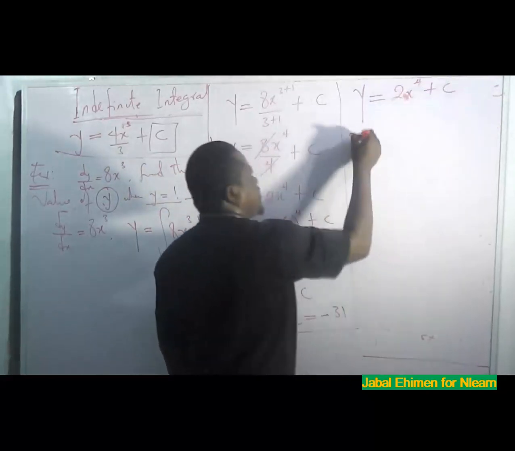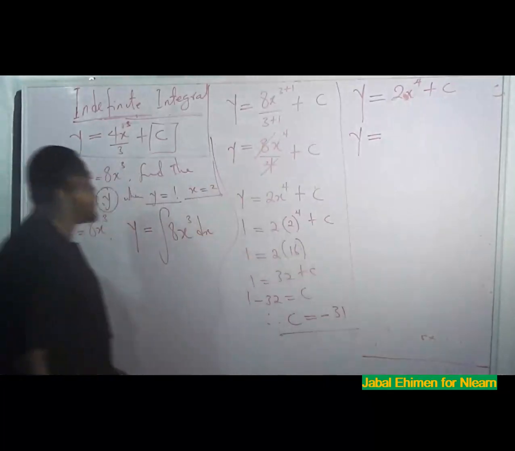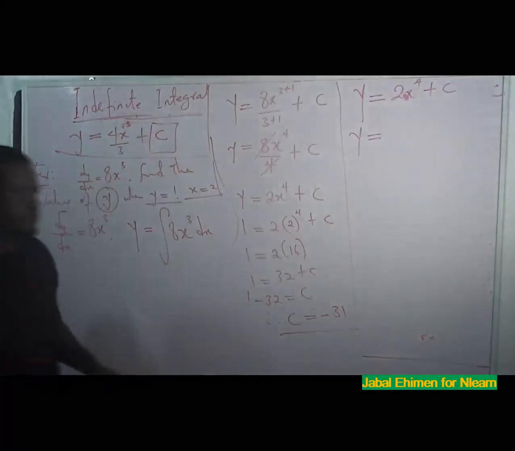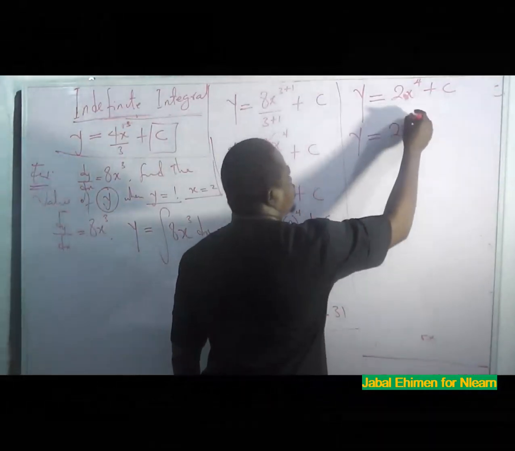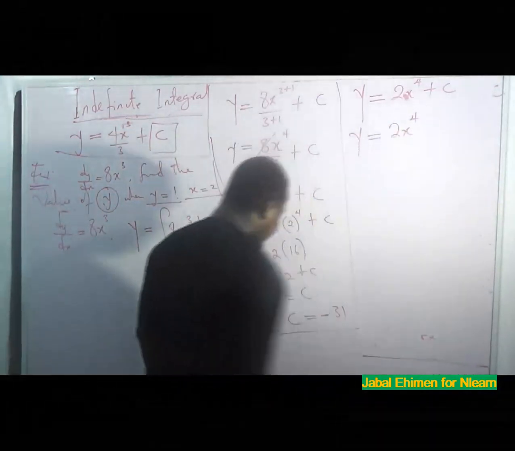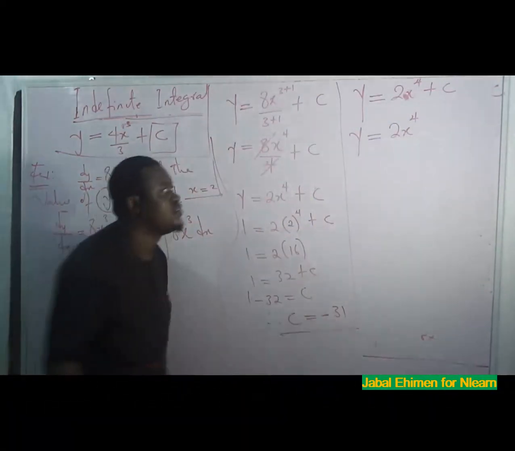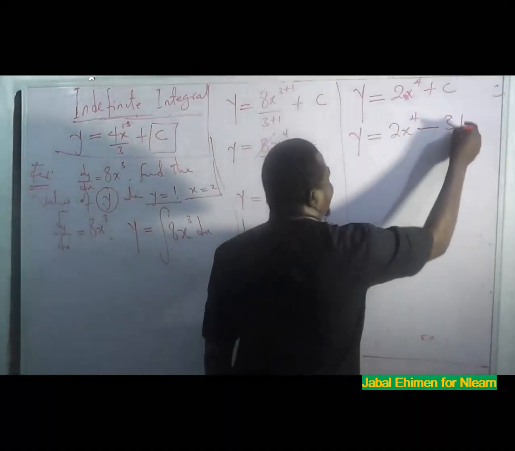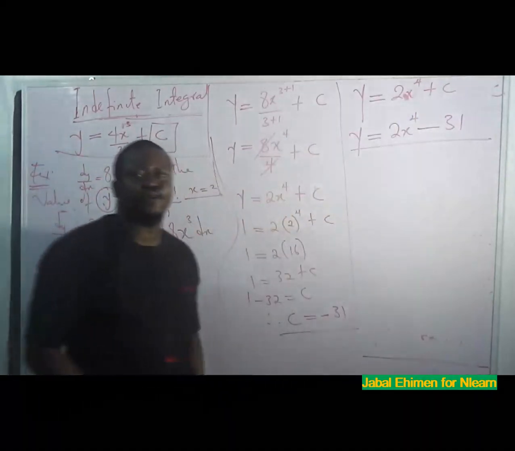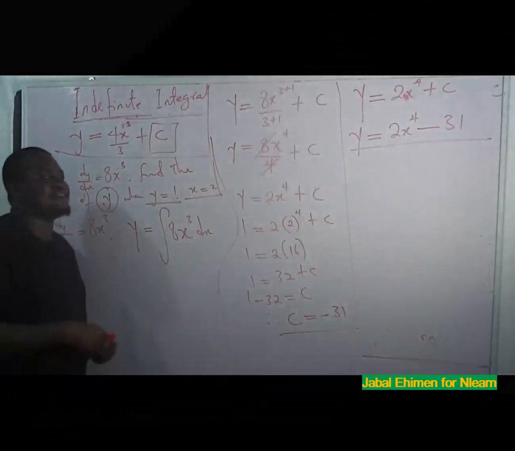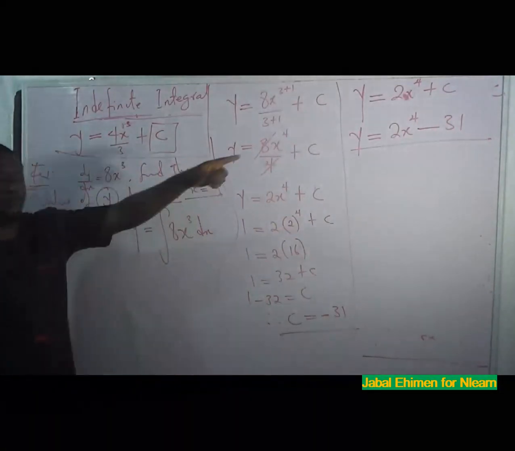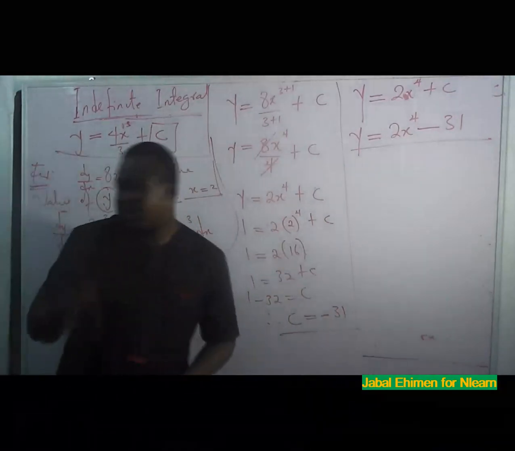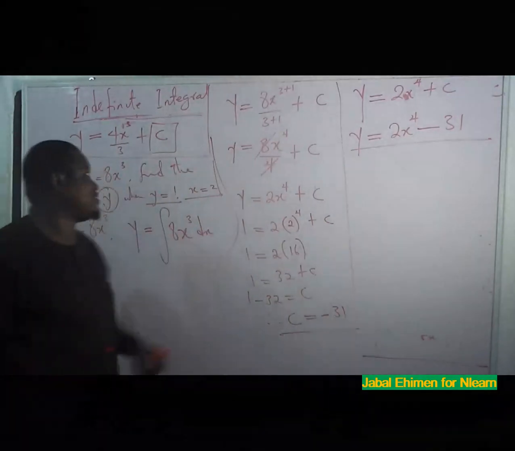That's the value. So from here, the function, which is the original value of this y, becomes y is equal to 2x raised to the power 4. What is the value of c again? c is equal to minus 31. That becomes minus 31. So you can obtain the value of c to get your direct equation when you are given sub-values of y and x to obtain the value of c. Now, we'll consider another question as far as that is concerned.